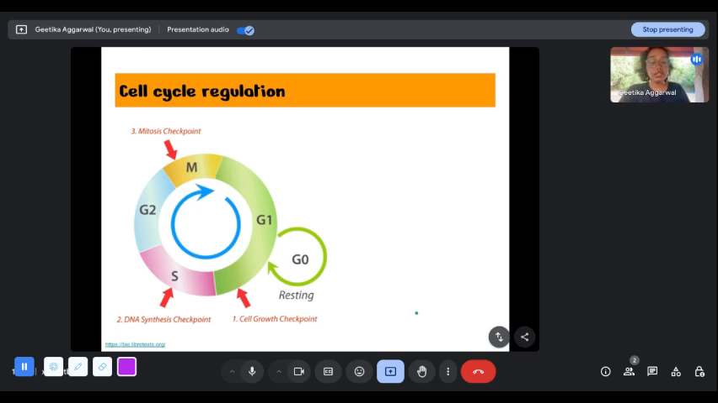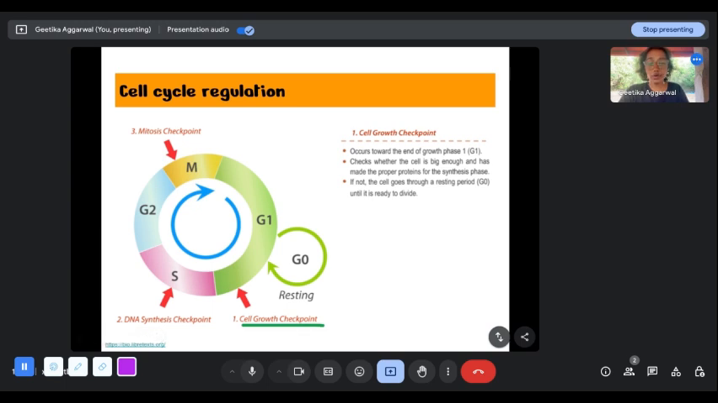Number one is the cell growth checkpoint, which happens at the end of the G1 or growth phase. Here, the cell checks if it is big enough now, and whether all of the proteins required for the synthesis phase have been made. In the synthesis phase, as we know, the DNA is supposed to duplicate, so you require the necessary proteins for the DNA duplication to happen. In G1, it is checked that the cell has grown big enough and all of these proper proteins are available.